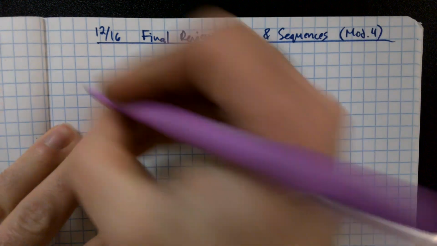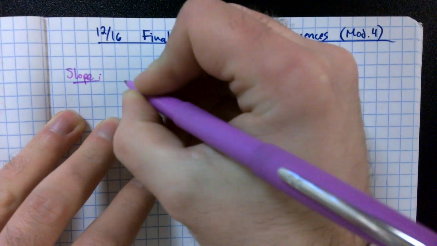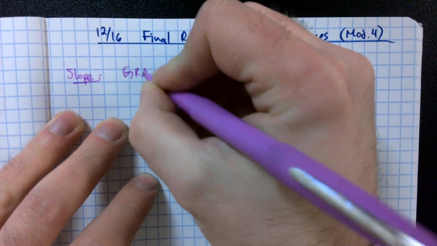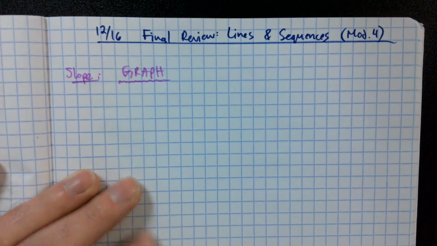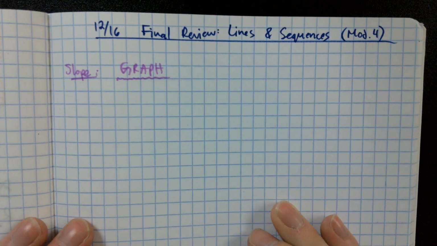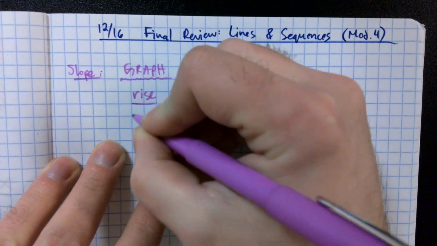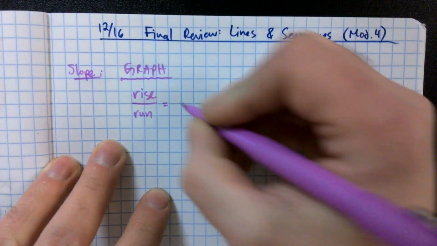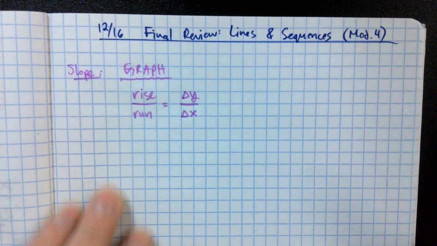Nice, simple review: finding slope. Right? If I'm looking at a graph, what method can I use to find the slope on a graph? Do you guys remember what it's called? Yeah, Tyler? Rise over run, right? Rise over run, which is just my change in y divided by my change in x.